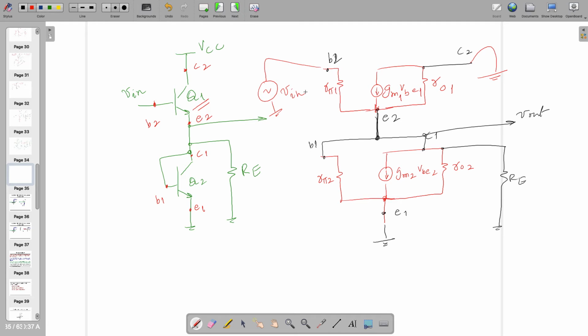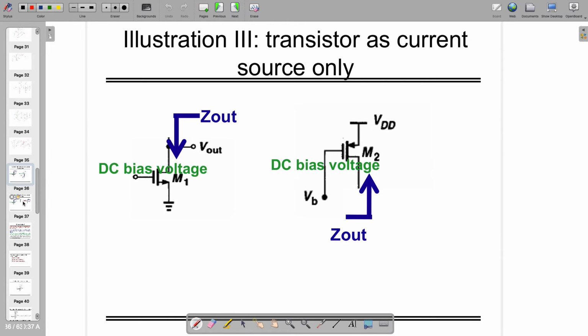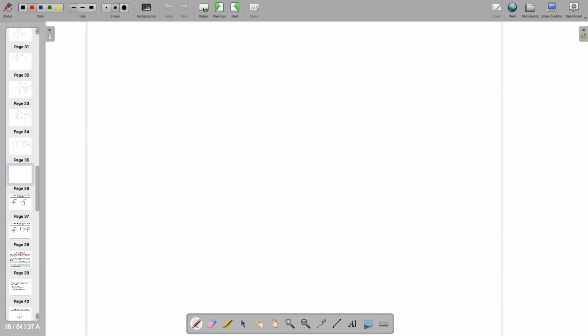Right? So this is the small signal model. Any doubt in this one? Drawing the small signal model. Super. Okay. Anyway, if you know that, then let's get back to the place where we were and let's talk about the MOSFET.